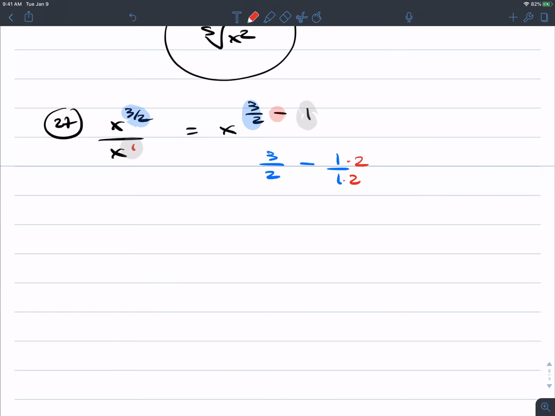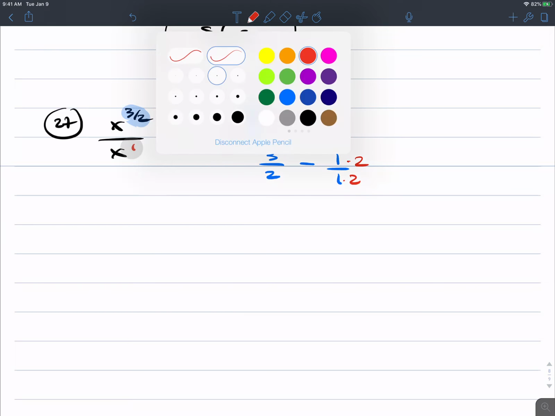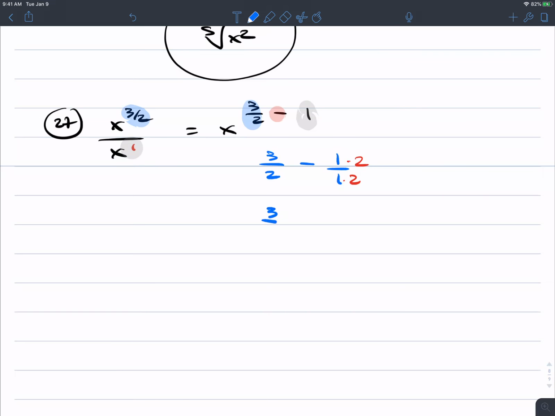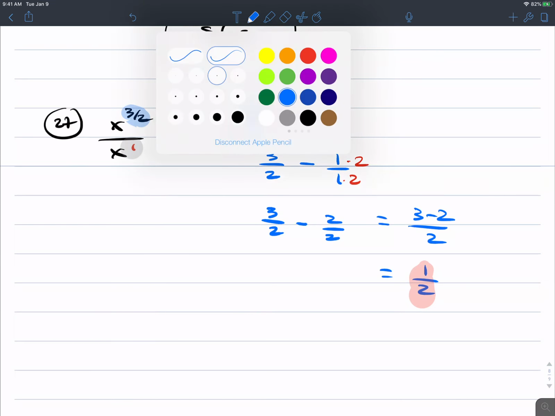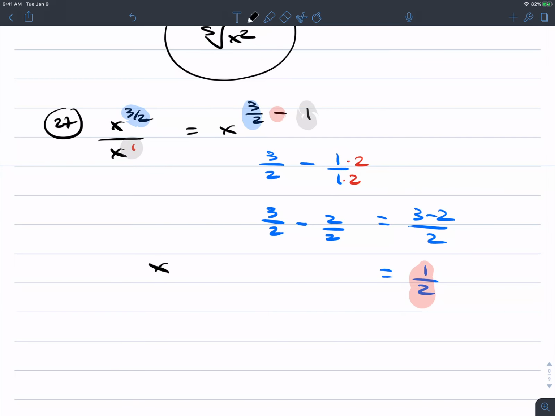Okay. Question? Oh, you guys can't see that good. I apologize. Okay, 3/2 minus 2/2 is equal to what? 1/2. Yep, 3 minus 2 over 2. Here's your 1/2. Here's your new power here. So this is x to the 1 half or square root of x.